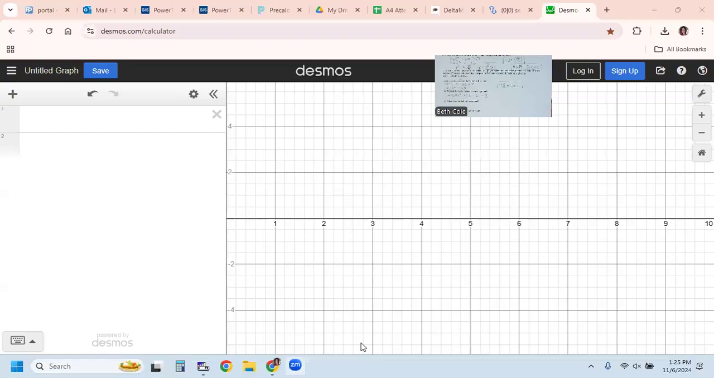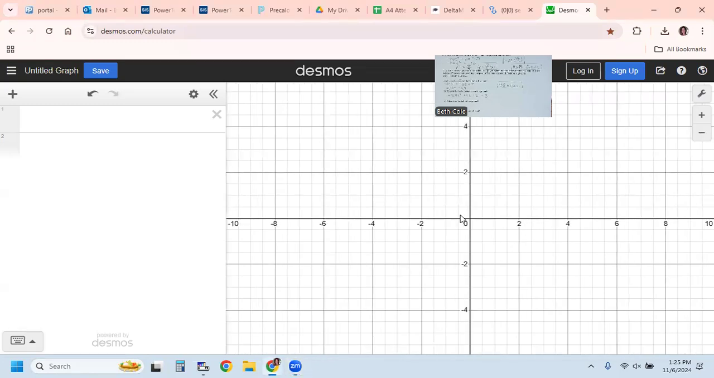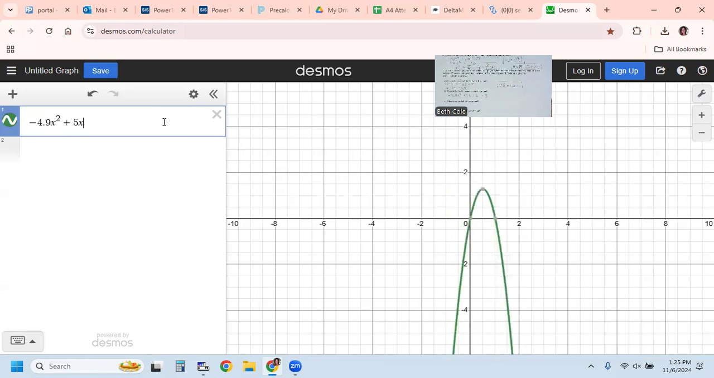All right, now I had changed the window around for the last thing that we did. Can you look over here? Do you see this little button with a house, the home button? If you hit that, it puts 0 back in the center for you. So I'm going to type in negative 4.9. Now you have to do x, it won't work for t. X squared plus 5x plus 2.